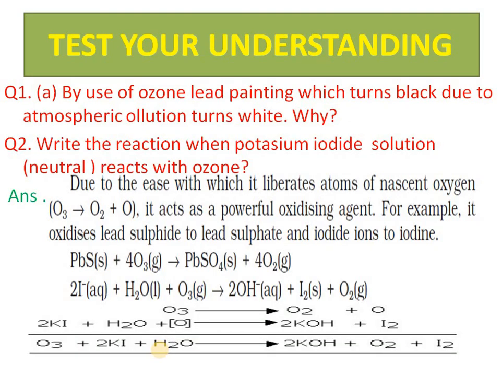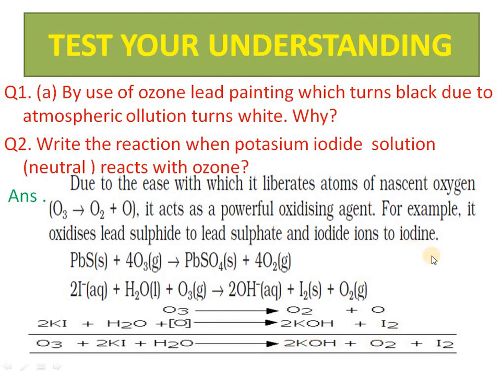So let us try to understand how much we have learned. By the use of ozone, lead paintings which turn black due to atmospheric pollution turn white. Like the reaction when potassium iodide solution, neutral, reacts with ozone, this reaction we have already discussed. PbS plus 4O3 gives rise to PbSO4 plus 4O2, and KI plus water plus ozone gives rise to KOH plus I2 plus O2. This one is the ionic equation, and this is the molecular equation. I think the molecular equation you can write, that is easy to understand.